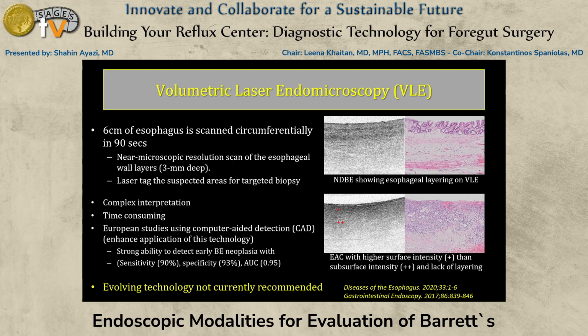Volumetric laser endomicroscopy, or VLE, is the other option. Basically, 6 centimeters of esophagus would be scanned circumferentially in 90 seconds and provides a near-microscopic resolution scan of the esophagus to the depth of 3 millimeters of the layers. It also provides laser tagging so that we can target the suspected lesion that way.